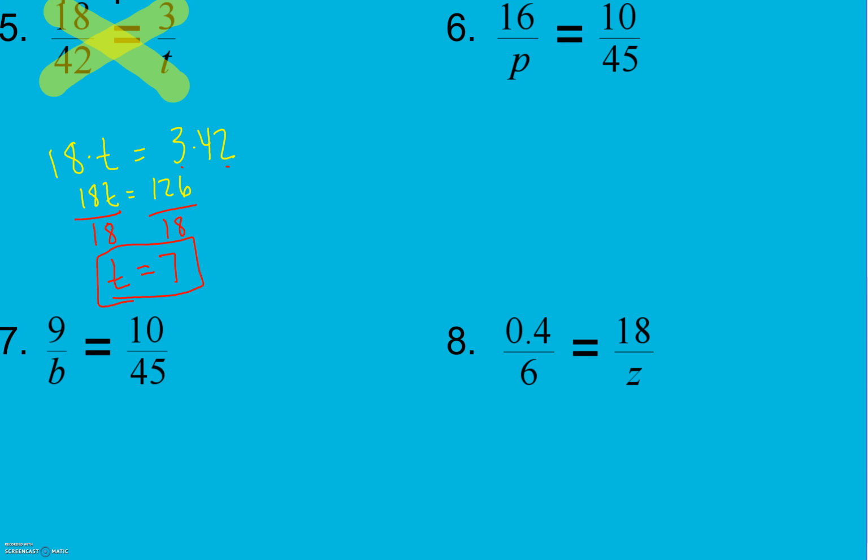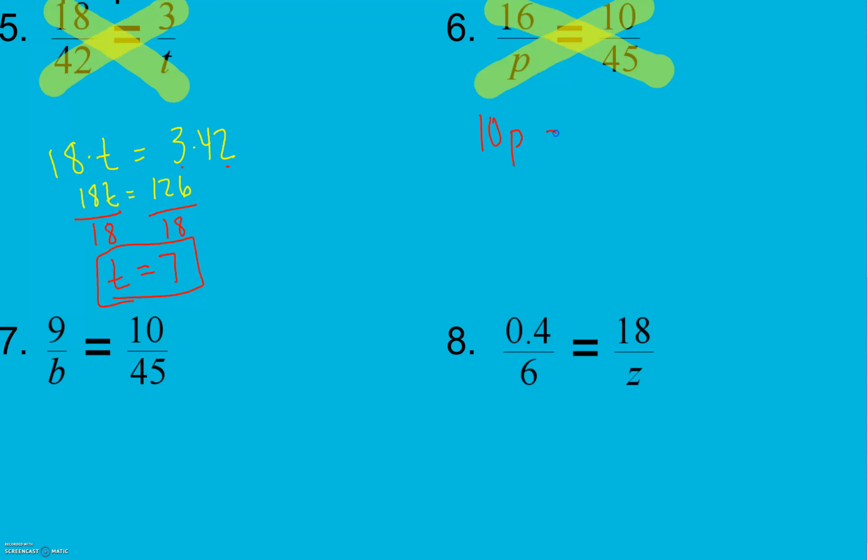Go ahead and try 6. Pause if you'd like. We're going to use cross products here. So in number 5, we could have gone from 3 to 18 by multiplying by 6, or 18 to 3 by dividing by 6, and done the same with 42 to get 7. But in 6, it's harder to go from 10 to 16, and from 45 to a number. So using our first way of mental math isn't very helpful. Our p is in the denominator, so we can't use our multiplying to get rid of the denominator, so we have to use cross products here.